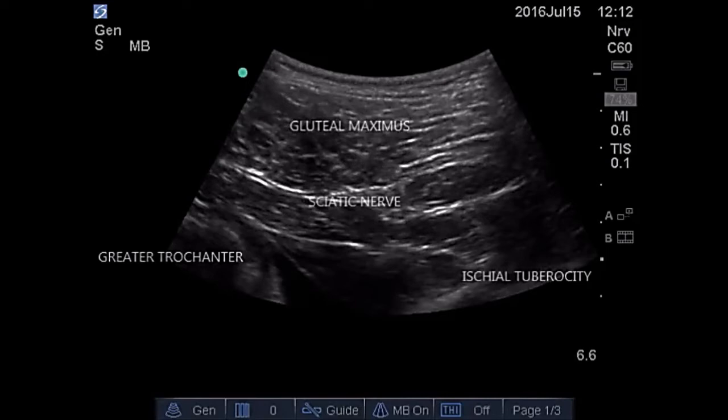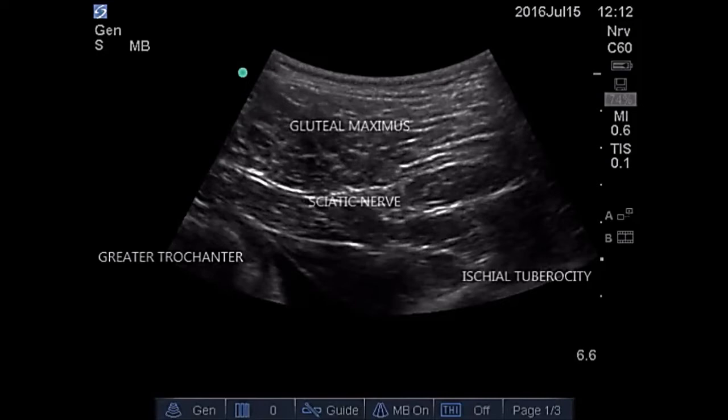The gluteus maximus muscle is seen as the most superficial muscular layer bridging the two osseous structures, typically several centimeters thick. The sciatic nerve is located immediately deep to the gluteus maximus muscle and superficial to the quadratus femoris muscle. Often, it is slightly closer to the ischial tuberosity than to the greater trochanter. At this location in the thigh, it is seen as an oval or roughly triangular hyperechoic structure.